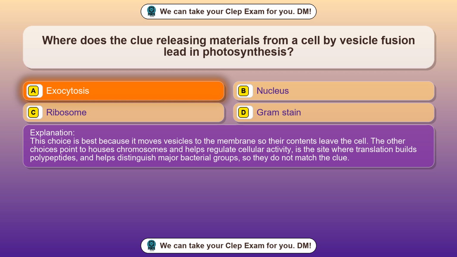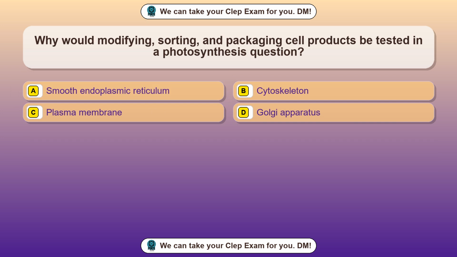This choice is best because it moves vesicles to the membrane so their contents leave the cell. The other choices point to houses chromosomes and helps regulate cellular activity, is the site where translation builds polypeptides, and helps distinguish major bacterial groups, so they do not match the clue. Question 19.